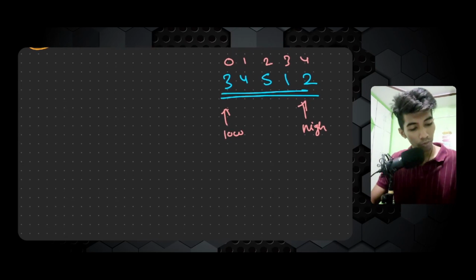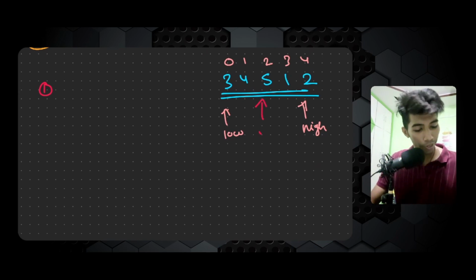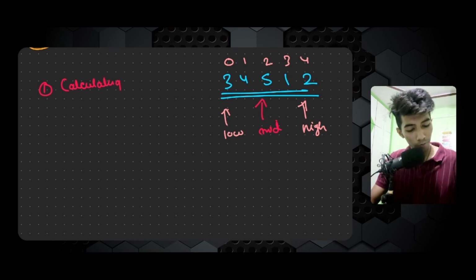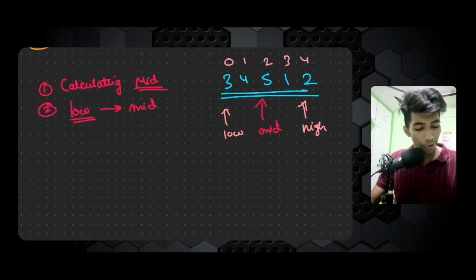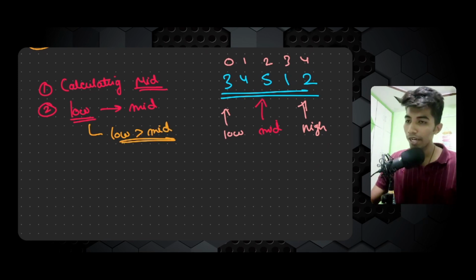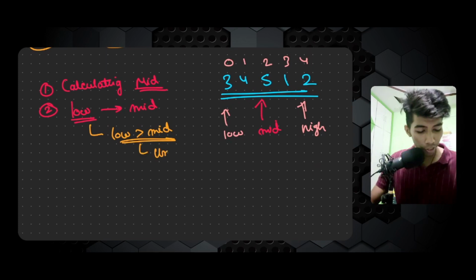First, what I am doing is calculating the mid. Next, we will compare the low with the mid. While we are doing the comparison, if my low value is greater than mid, it means we are in an unsorted array, first of all.